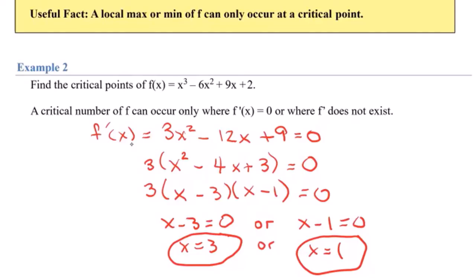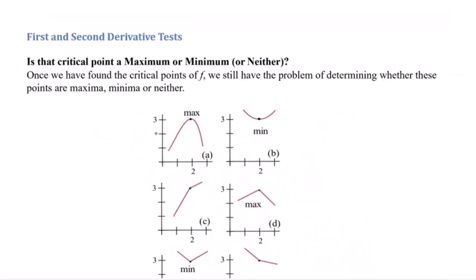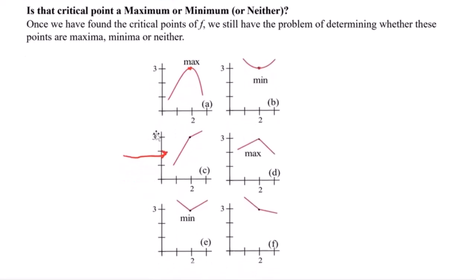It's still a polynomial. First and second derivative tests. Is that critical point a maximum or minimum, or neither? Once we found the critical points of f, we still have the problem of determining whether these points are maxima, minima, or neither. So as we can tell here, this is a maximum. This is a minimum. This is really nothing. There's nothing there. It has a corner, which means it's undefined, but it's not a max or min.